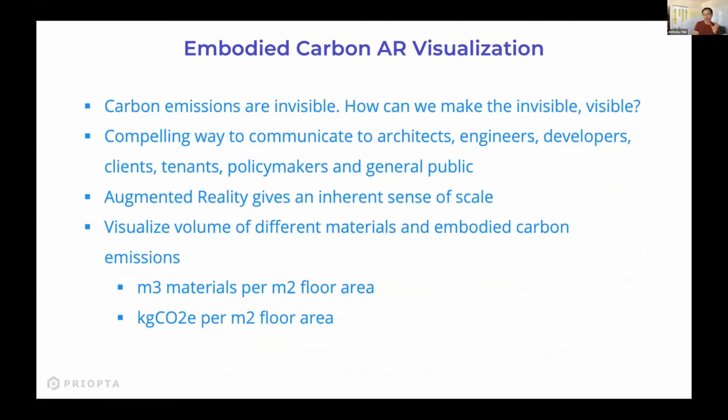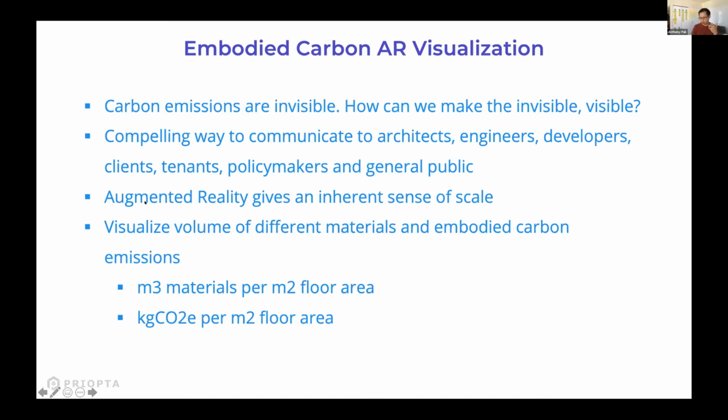So this is where the AR visualization comes in. Carbon emissions are invisible. So how do we make the invisible visible? What we're looking to do is create a compelling way to communicate to architects, structural engineers, developers, clients, tenants, policymakers, and the general public about these hidden emissions, especially as it pertains to embodied carbon, which is something that we mostly don't think about.